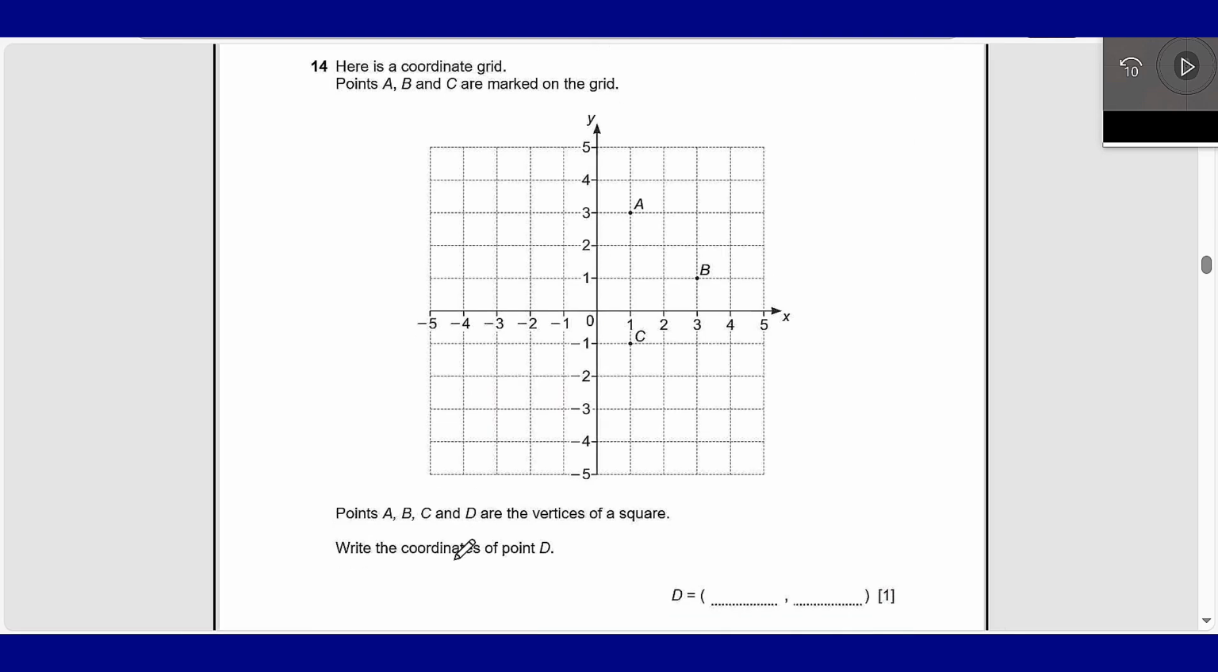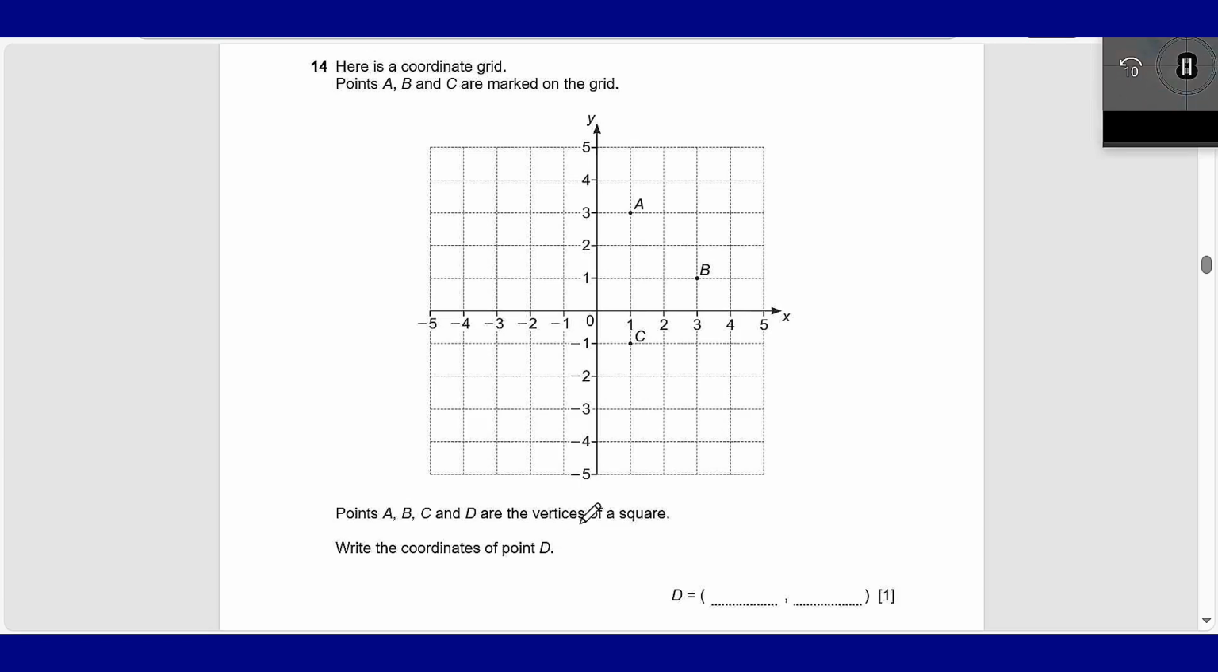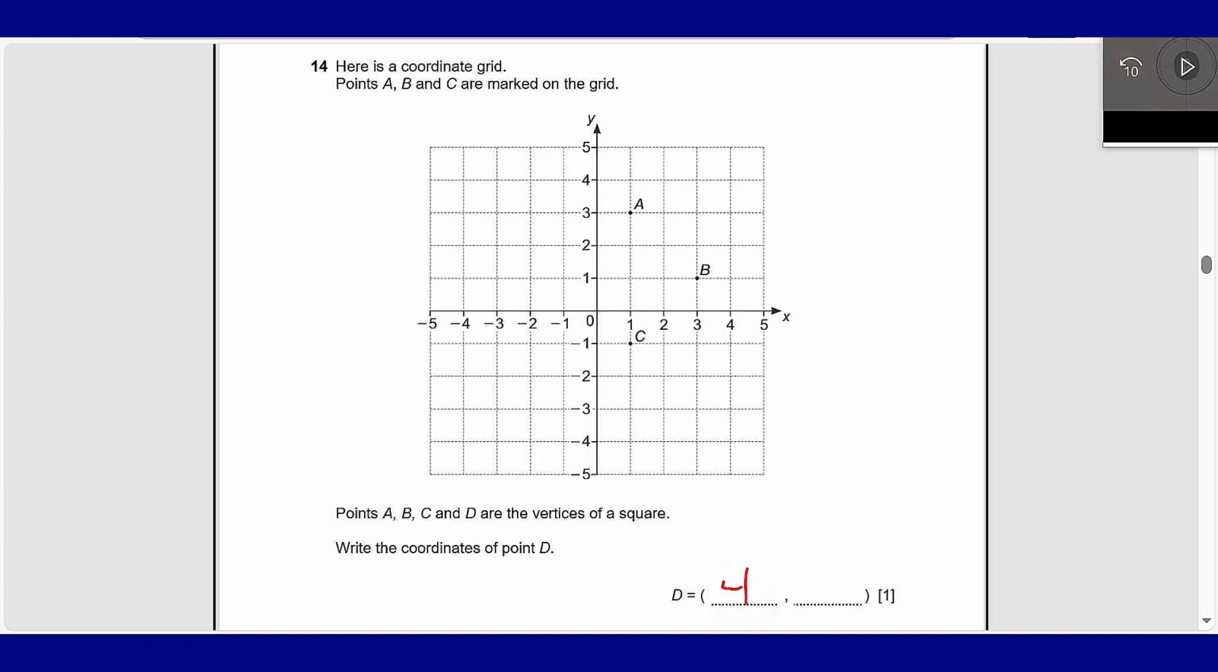Here's a coordinate grid. Points A, B, C are marked on the grid. Points A, B, C, D are the vertices of a square. Write down the coordinates of point D. Okay, the answer for this is (-1, 1). So A, B, C, D. We have to go to D, and here is D. What is the explanation for D to be in that position?